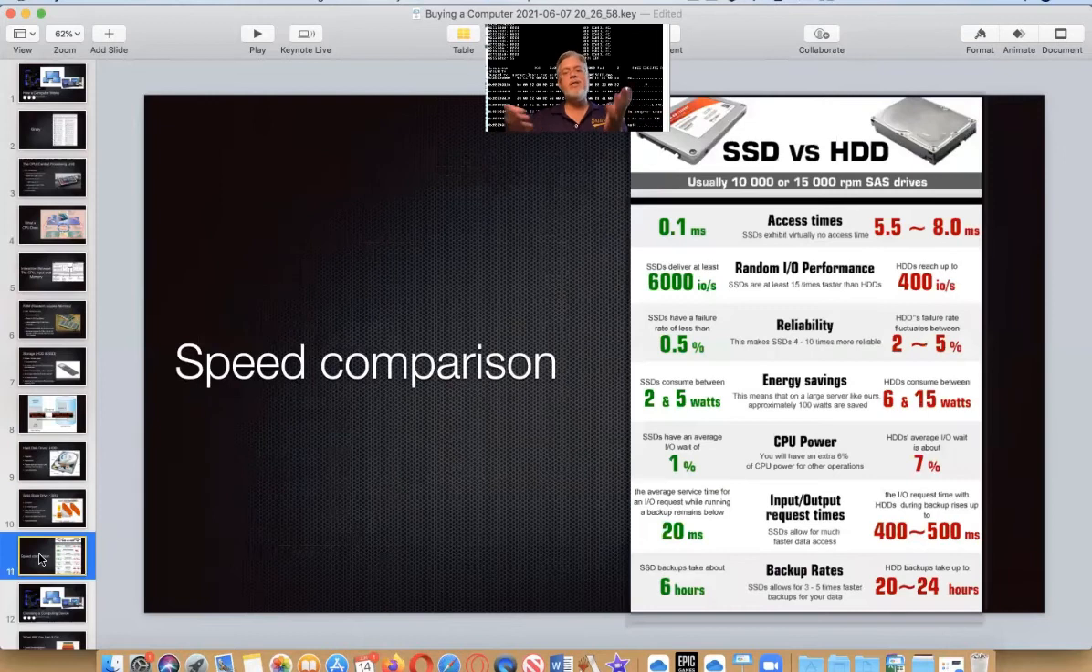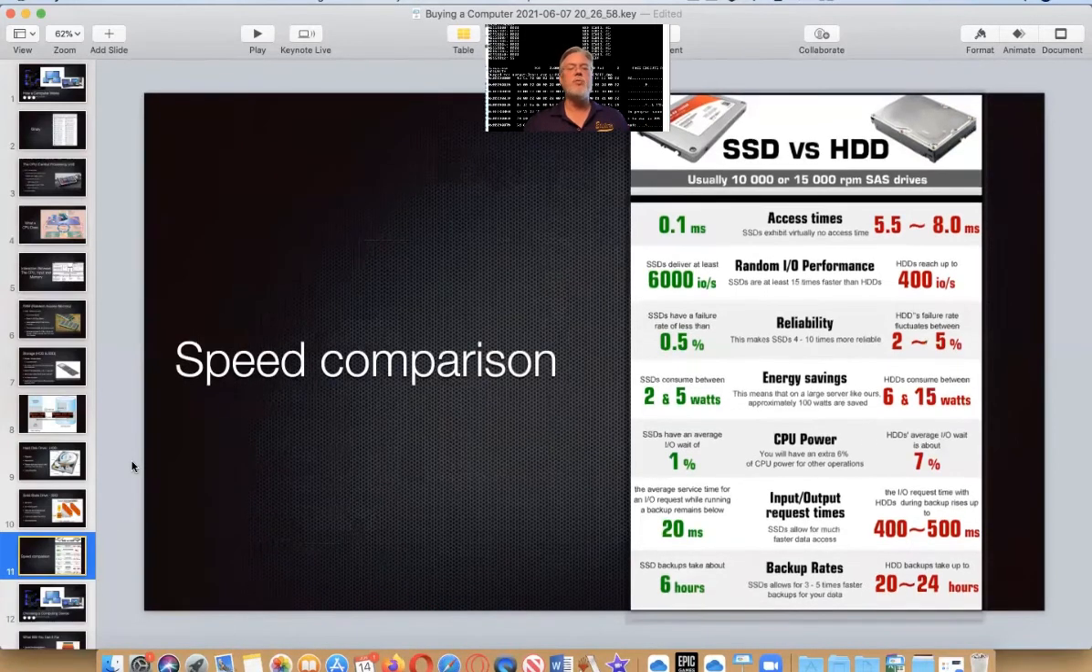Now, just in a comparison, I'm not going to stay on this too long. You can pause it and look at it. But in comparison, this shows you how fast things are, right? So if you're going to do a full backup that's got tons and tons of data, your SSD will be done in 6 hours while your hard drive is taking 20 to 24 hours to do it. So it's much faster.